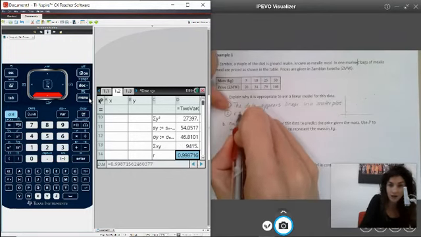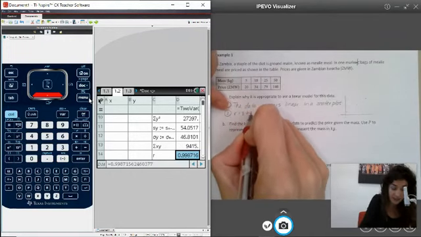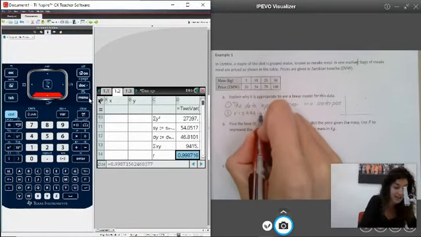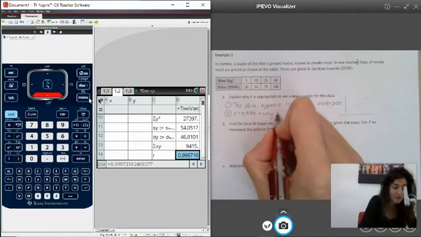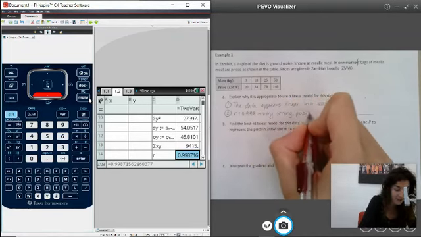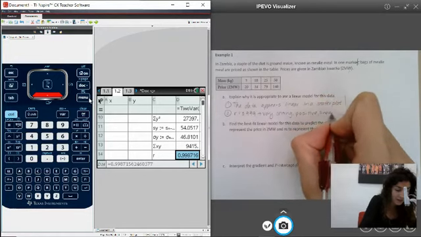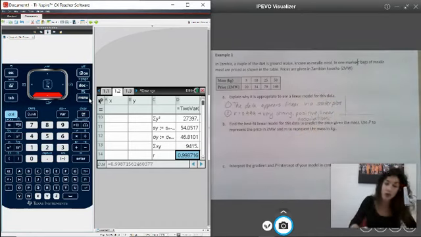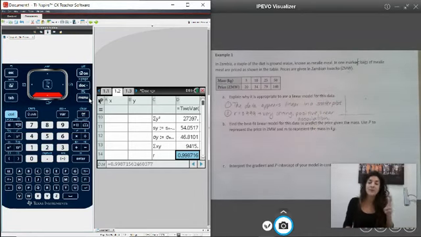And I get that R is equal to 0.999 to 3 sig figs, which signifies a very strong positive linear association, right? So those two things together tell me, yes, this is linear. It would be appropriate to find a linear regression or a linear model for this data.